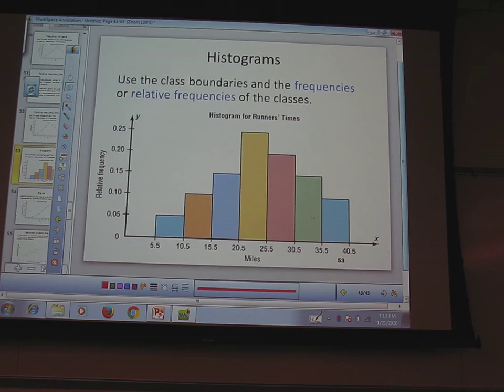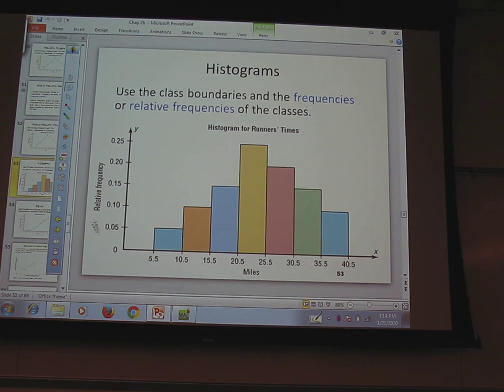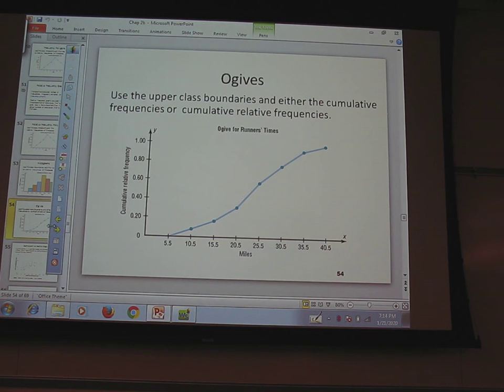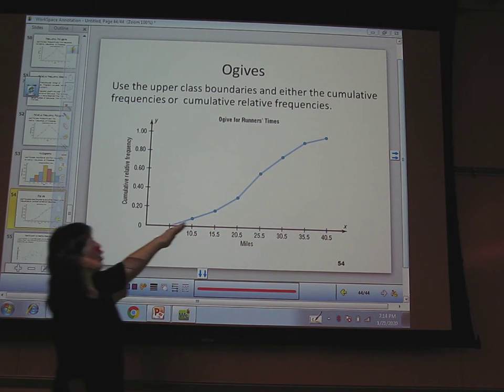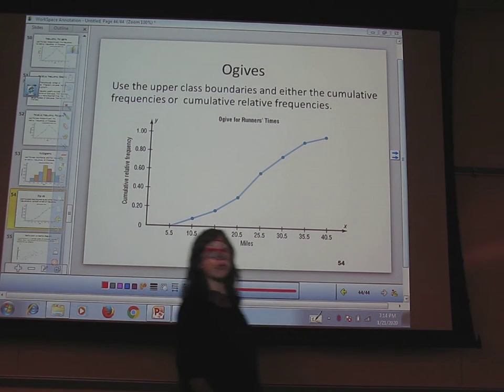Again, we talked about histograms. This is it with a relative frequency instead of a frequency. You can totally do that as well. No big deal. Ogives use the upper class boundaries and cumulative frequencies, or cumulative relative frequencies, either one. The whole idea of ogives is that they're cumulative. So it's how much is in that class or previous classes. You'll notice that they only go up because they're cumulative frequencies. They never go back down.